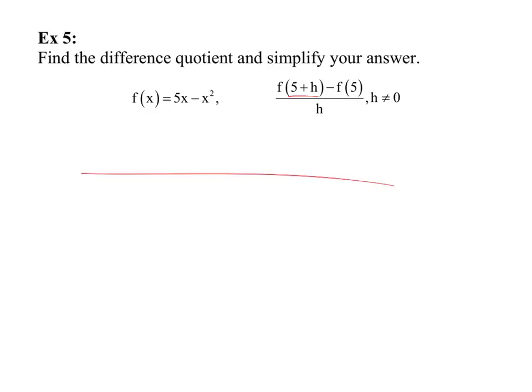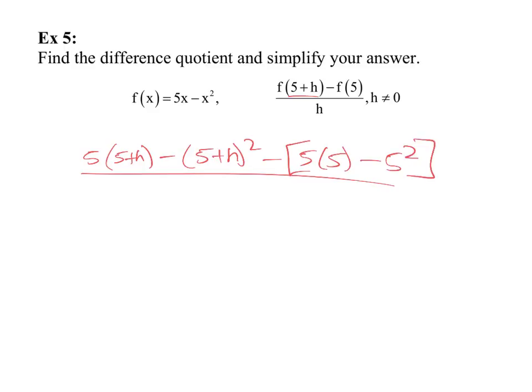So let's start this off. I'm going to have 5 times x, in this case is 5 plus h, minus x squared, which is 5 plus h squared. All right, then minus f of 5. All right, what is f of 5? I'm using brackets here because a lot of students forget to distribute that negative, which is very important. That throws a lot of students off. Watch out for that. So I have 5 times 5 minus 5 squared. All right, in the bottom I have h.